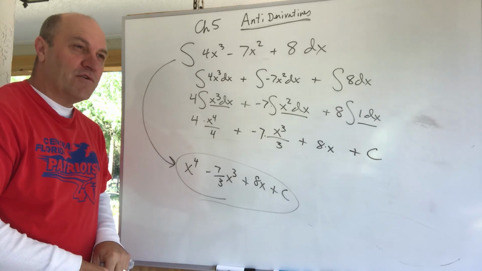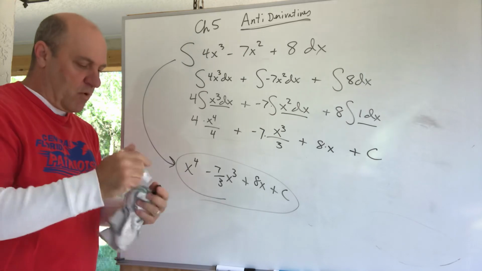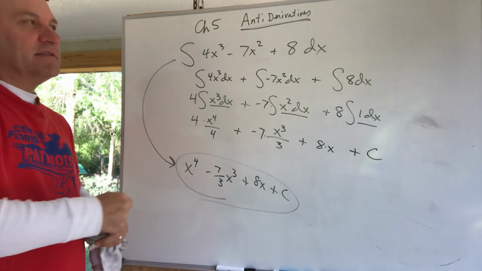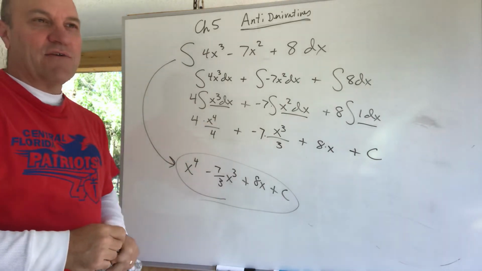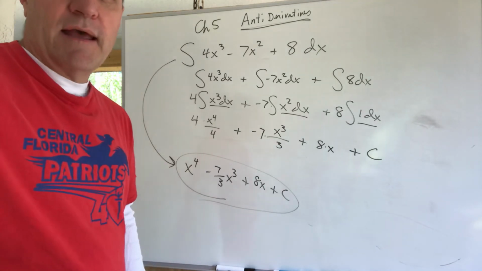All right, you're well on your way to doing a bunch of homework in 5-1. This is important stuff. This is important for Cal 2. We need to know how to do antiderivatives. There's a lot more to this chapter. There's a little more in 5-1 actually. So good luck.